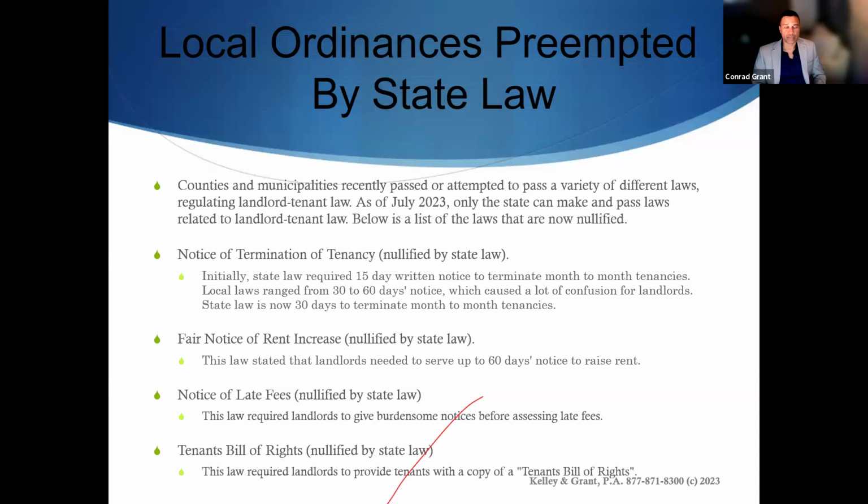I mentioned before that right after COVID, during and after COVID, there were all these laws passed in different counties and municipalities. So as of July 2023, only the state can make and pass laws related to landlord-tenant. Here are the laws that have been nullified. So if you remember these, you can get them out of your head. Free up your brain for something else. The notice of termination of tenancy, where it said 15-day notices or 30 days or 60 days, that's been eliminated. Statewide, the state law is 30 days for termination of month-to-month tenancies.